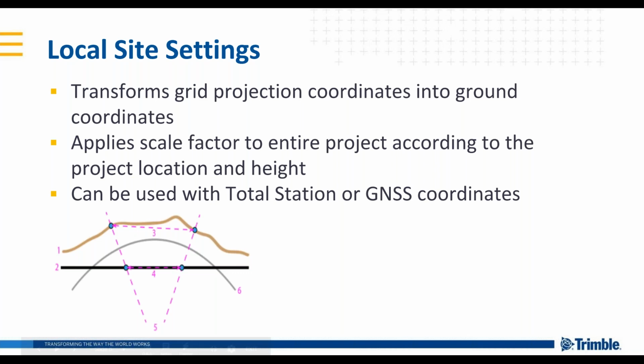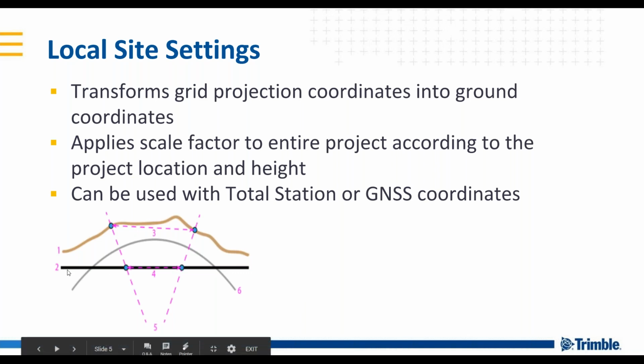I do have a little diagram here of the relationship between grid and ground and the different surfaces that you use in surveying. This first curved surface, number 6, is the ellipsoid. It's the mathematical model of the Earth where lots of our global coordinates stem from. The problem with that is it's all in latitudes and longitudes, so it can be very difficult to do any of the Cartesian math we're used to.